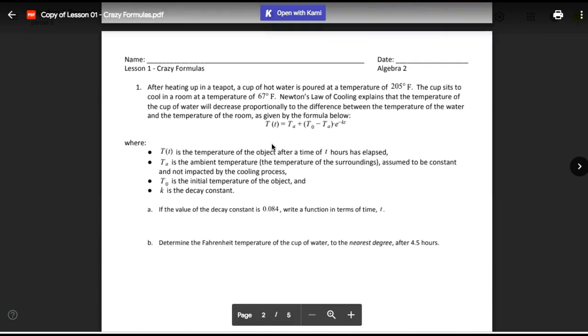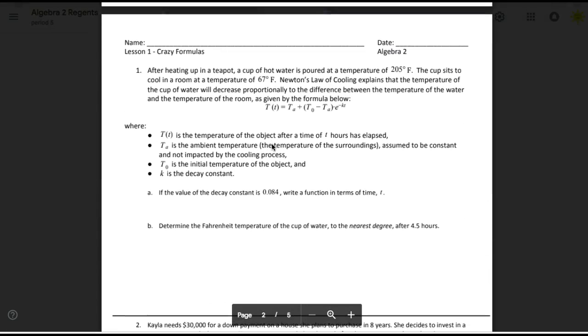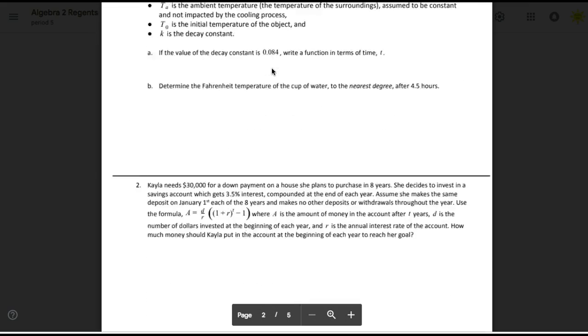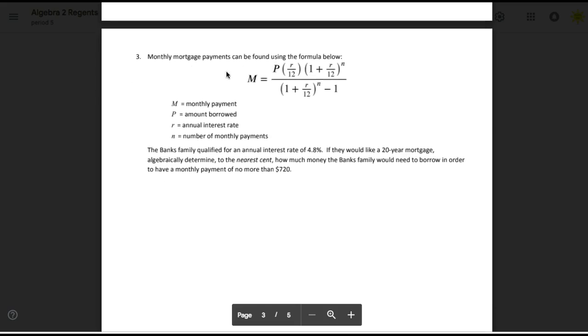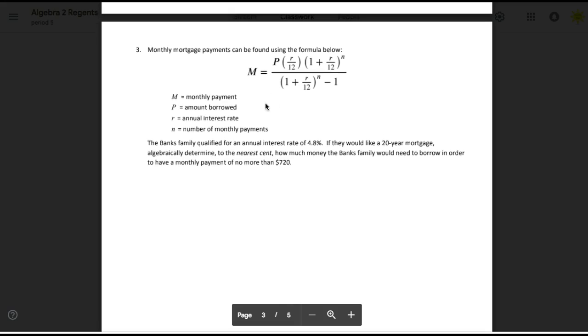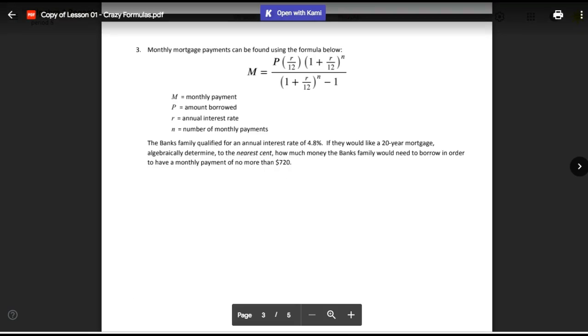So for today, you're going to go to the first lesson in the packet, and we've already done 1 and 2. All we need to do is number 3. So number 3 talks about a monthly mortgage payment, and they give us the whole formula, and just like before, they define the pieces of the formula, and we just need to substitute in what they tell us.